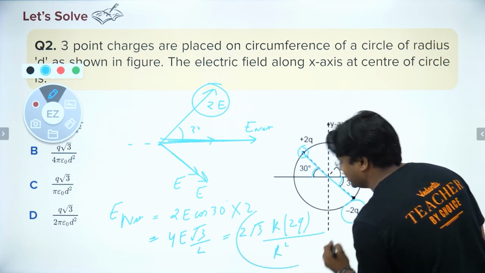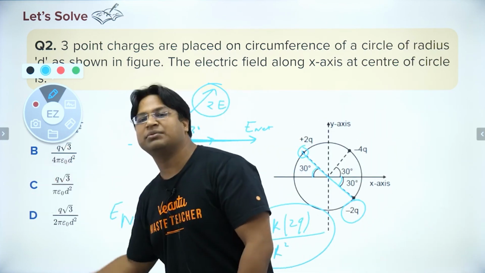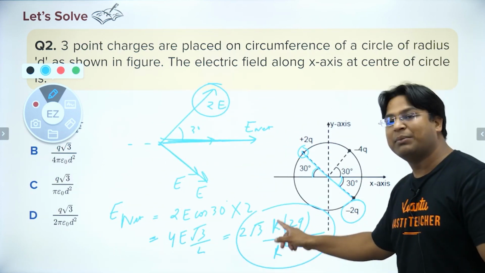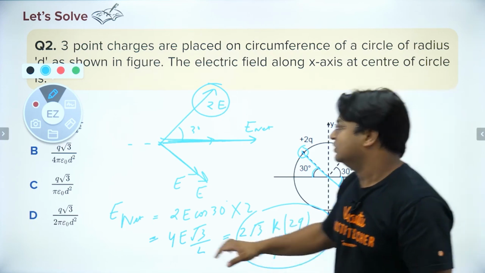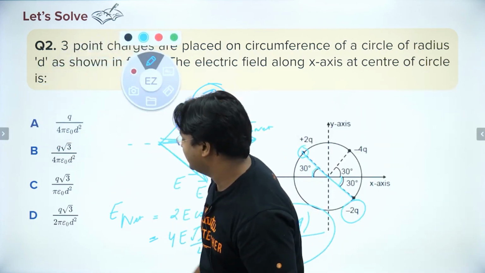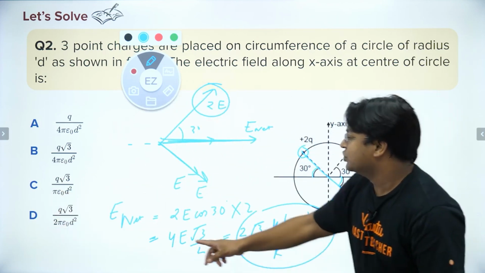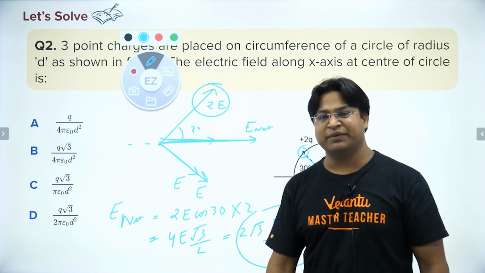All right, so this is your final answer, but the options are given in terms of 4 pi epsilon naught or epsilon naught. So you can replace K by 1 by 4 pi epsilon naught. The 4 will get cancelled. So I guess we are looking for an option in which 4 is not present in the denominator. Nothing is present in the denominator. All right, so option C should be the correct one for this question.